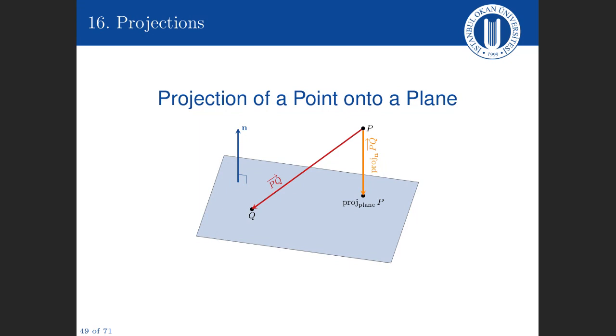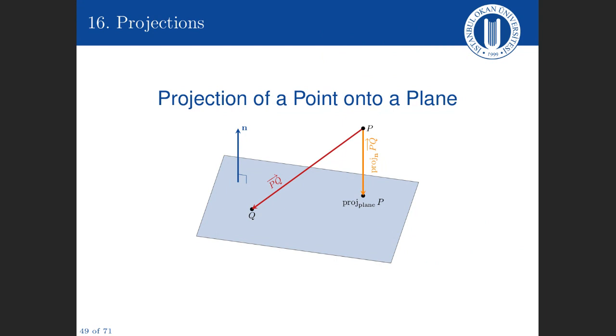Projection of a point on a plane. Suppose we have a point P, we have the sun up here, and we're asking where is the shadow of the point P? Here it is. Here is the shadow of the point P on the plane. Projection of point P onto plane.